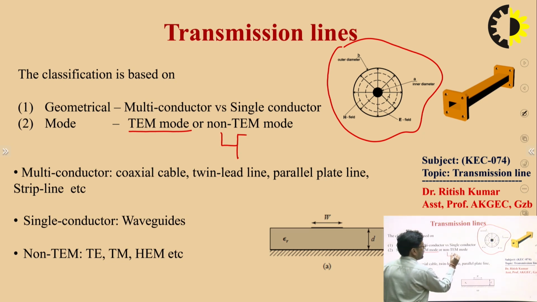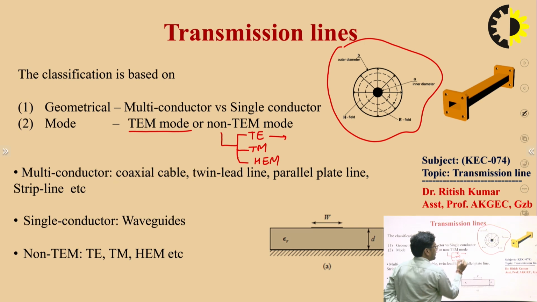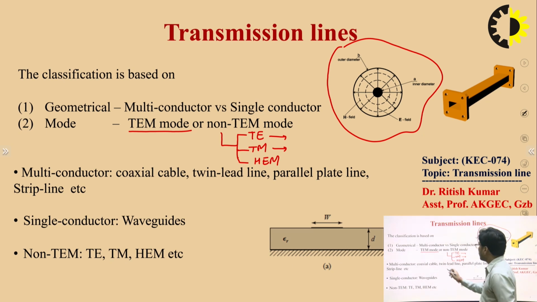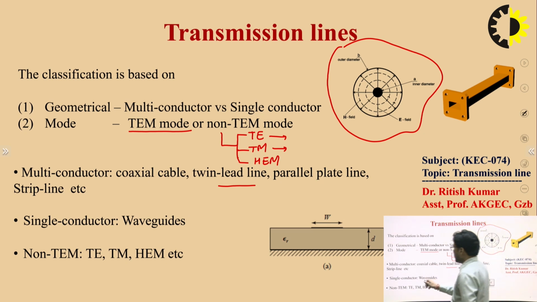The first one is TE mode, TM mode, then HEM mode. TE stands for transverse electric field, TM stands for transverse magnetic field, and HEM stands for hybrid electric magnetic mode, right? Based on the multi-conductor transmission line, we have different kinds of media. One is the coaxial cable, twisted line, and parallel plate line, etc. While based on the single conductor, the transmission line is a waveguide.